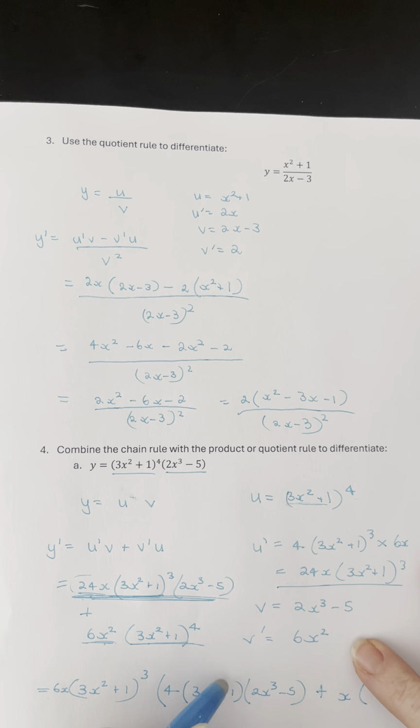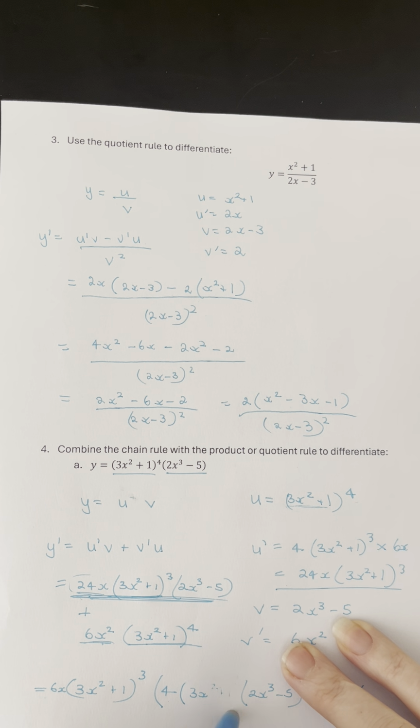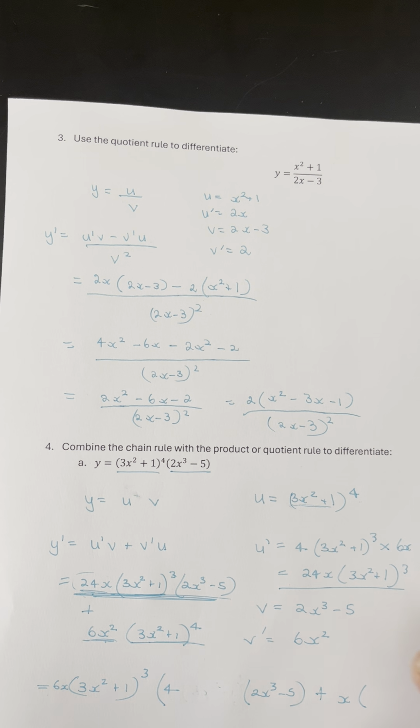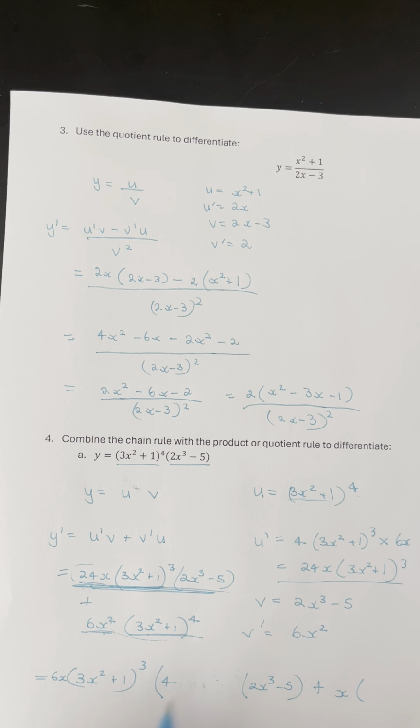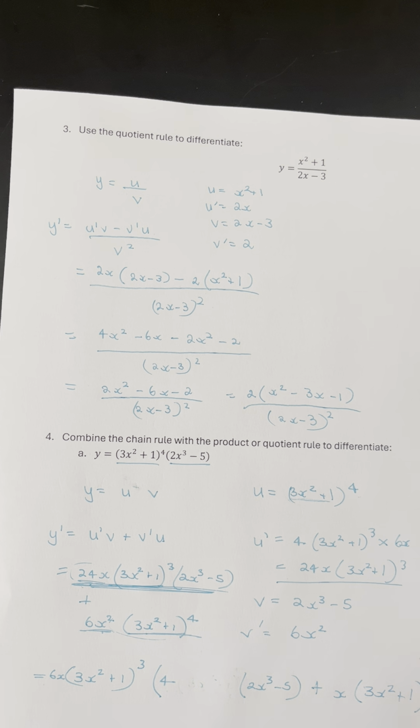Sorry, tracking back, I should have got rid of this one altogether. I've taken all of those. And so I've taken 3 out of that, which will leave me with the 3x squared plus 1 there.